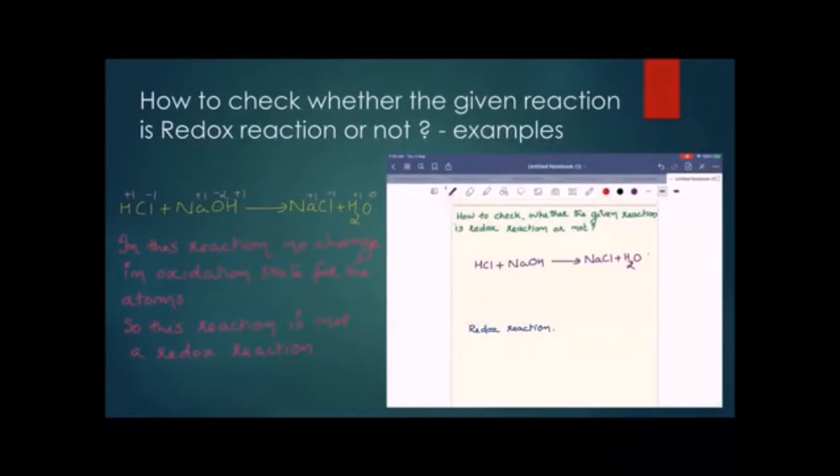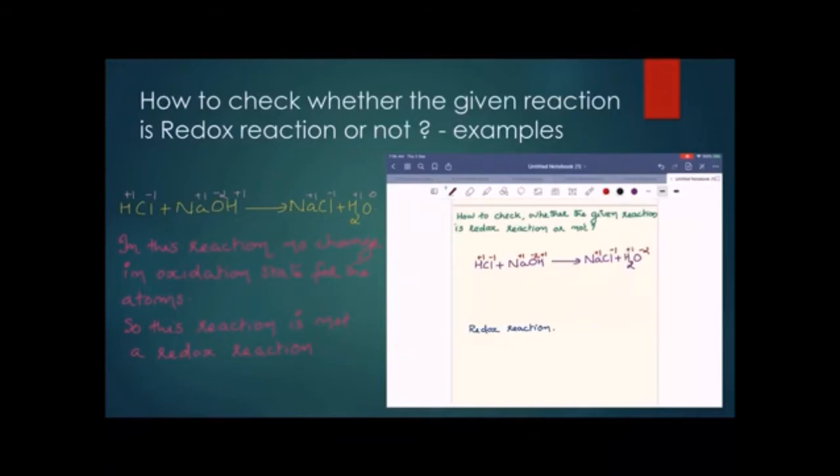How to check whether the given reaction is a redox reaction or not? Another example, third example. Hydrochloric acid reacts with sodium hydroxide and forms sodium chloride and water. A very famous neutralization reaction. We will check whether this reaction is a redox reaction or not. We can write the oxidation state of all the atoms in this reaction. Chlorine in compound form -1, hydrogen +1, hydrogen +1, sodium alkali metal +1, oxygen -2, sodium chloride -1, sodium +1, water, oxygen -2, hydrogen +1.